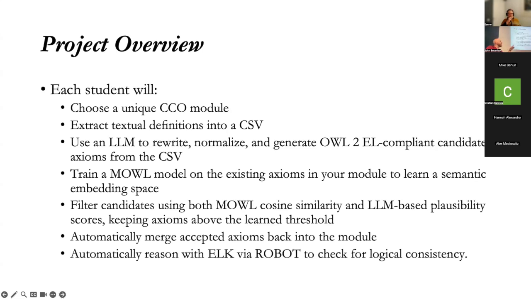Then filter candidates using MOWL cosine similarity, and then pick your poison: an LLM plausibility matrix or plausibility score. Using an LLM to say, hey, does this make sense? Now, cosine similarity plus this for a reason, right? What I want to do is try to find, and this is part of the open-ended research here, I don't want to have to go through and look painfully at the axioms that are generated by MOWL and be like, good, bad, good, bad.